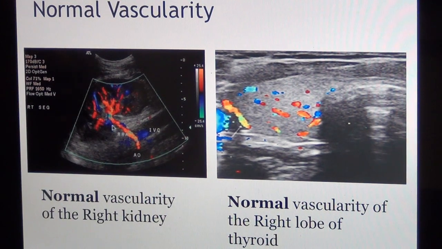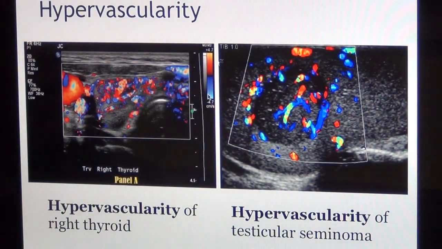So these are the normal vasculature. Okay, so now let's go to the hypervascularity. Look at here. This is a hypervascularity of the right thyroid gland. This is the hypervascularity, too much, looks like a Christmas tree, okay, fireworks. So now here, hypervascularity of the testicular seminoma. Look at here, seminoma. You know that it's malignant, the most common malignant tumor in the testicles, and it is a hypervascularity.